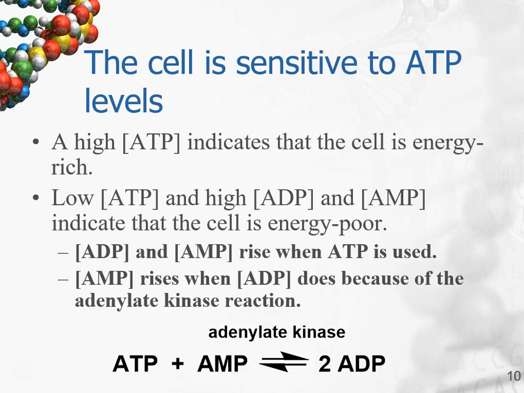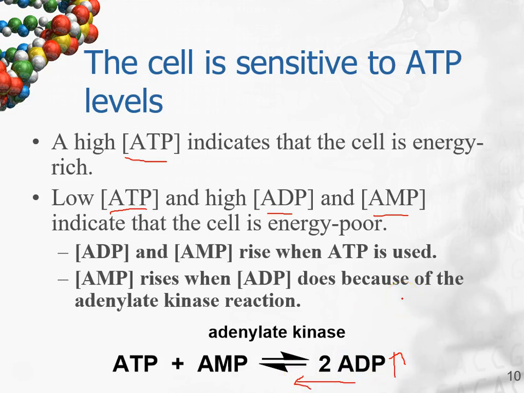So we want to talk about how this pathway is controlled. It's important to notice that the cell is sensitive to ATP levels. A high concentration of ATP means that the cell is energy rich, whereas if the concentration of ATP is low but ADP and AMP are high, that means that the cell is energy poor. When ATP is used, ADP and AMP are products, and AMP rises when ADP does. There's an adenylate kinase reaction right here. If the ADP concentration goes up, we're going to push this reaction in that direction, and that's going to give us AMP.